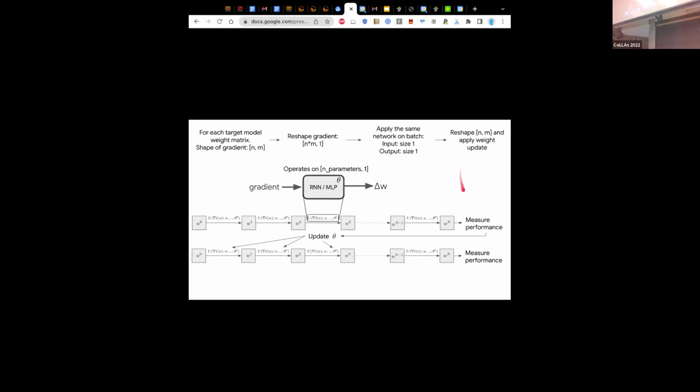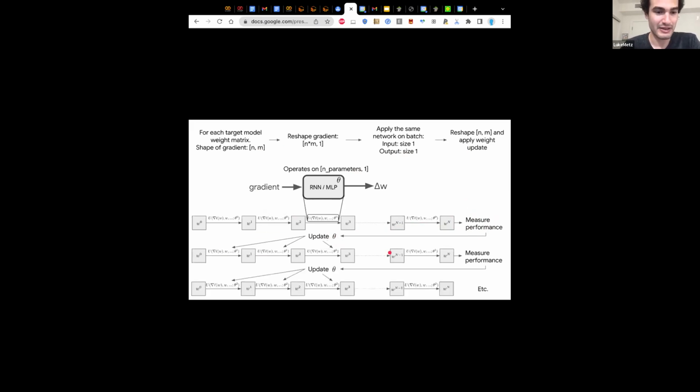Now, all that's left is to update the weights of the learned optimizer, updating these thetas. And for that, we can use our measurement of performance that we already had to inform how to update this theta. And then the next time around, we'll do better, and so on. You just do this over and over again until you finally have a good performing learned optimizer.